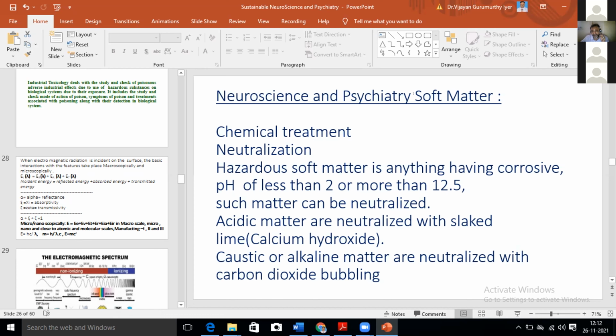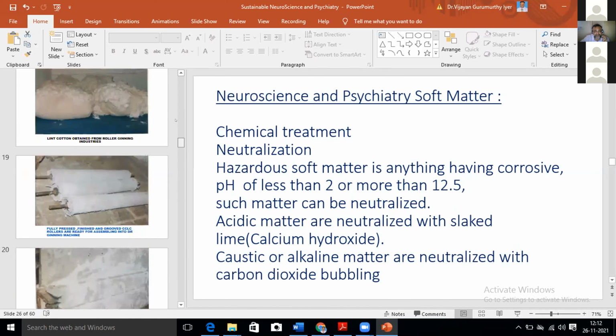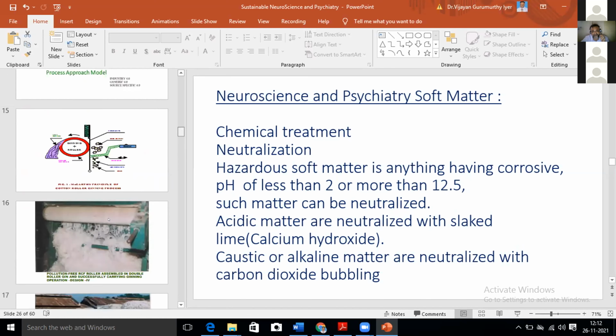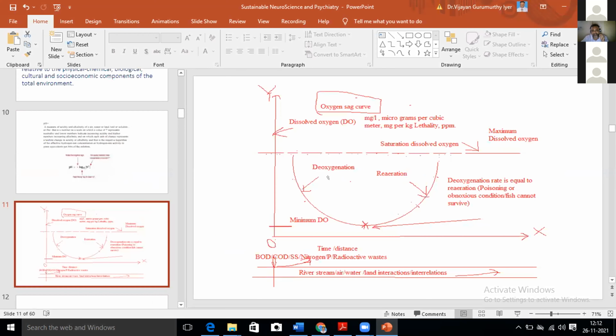That is the relationship between NaCl, sodium chloride, and the dissolved oxygen. So this is the dissolved oxygen I told you about. DNA, RNA, dissolved oxygen, deoxygenation and reaeration. The bottom one is an anaerobic condition. The top one is an aerobic condition. Anaerobic means there is no oxygen, but the organisms survive there. So it is a poisoning effect.